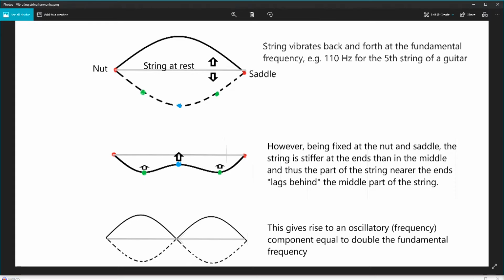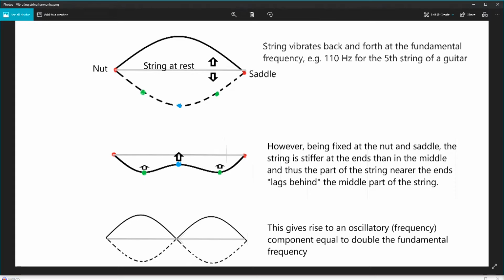But wait, there's more. As the string is also more resistant to moving near its ends, points near the end in fact lag behind the middle. The second picture demonstrates this. The center of the string reverses its direction more quickly than points near the ends. This results in an oscillation of twice the fundamental frequency, as shown in the bottom picture. This can continue to infinity along the harmonic series.